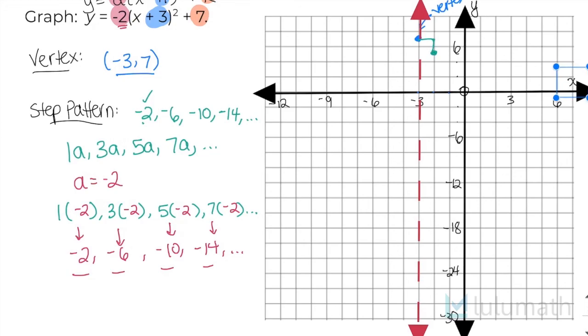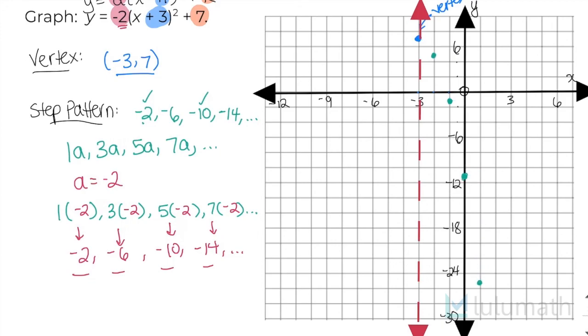The next one is at -6, so I will go to the right by 1 and then down by 6, so 2, 4, 6 right here. The next one, I will go to the right by 1 and down by 10, so 2, 4, 6, 8, 10. And then the next one, I will go to the right by 1 and down by 14, 2, 4, 6, 8, 10, 12, 14 right here.